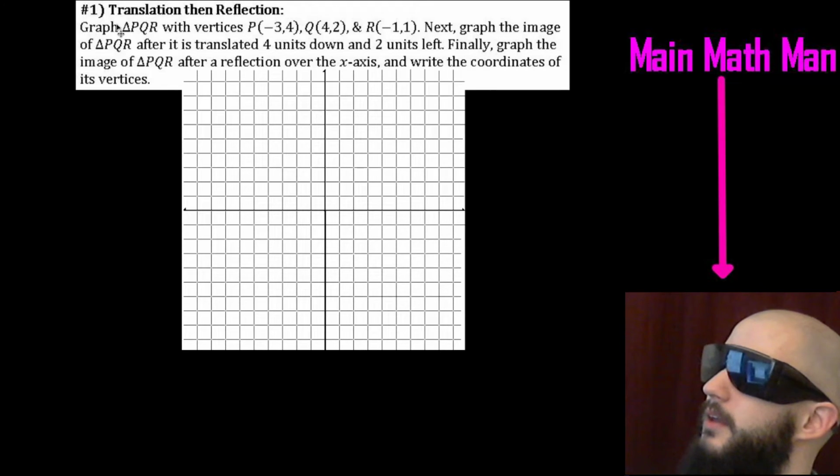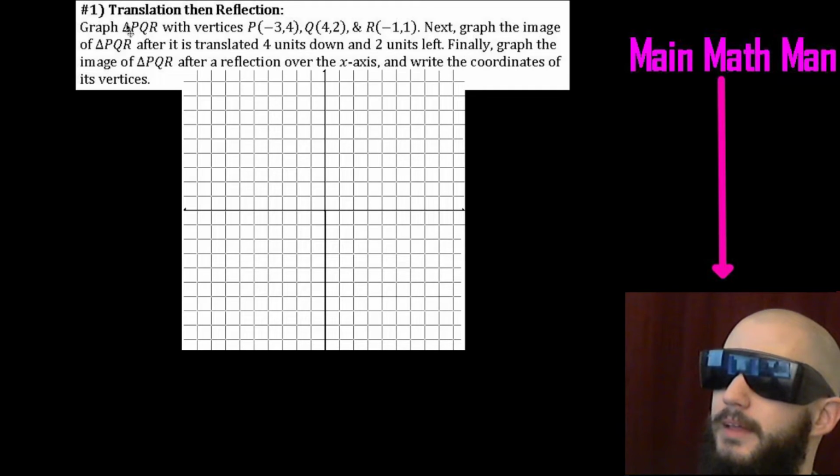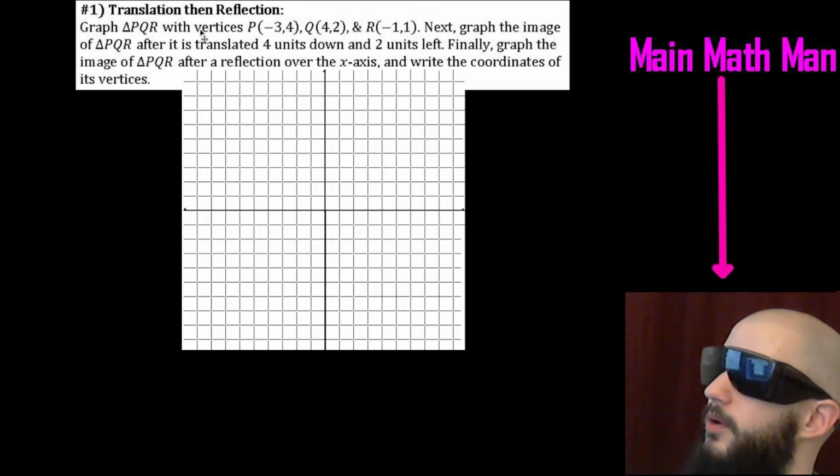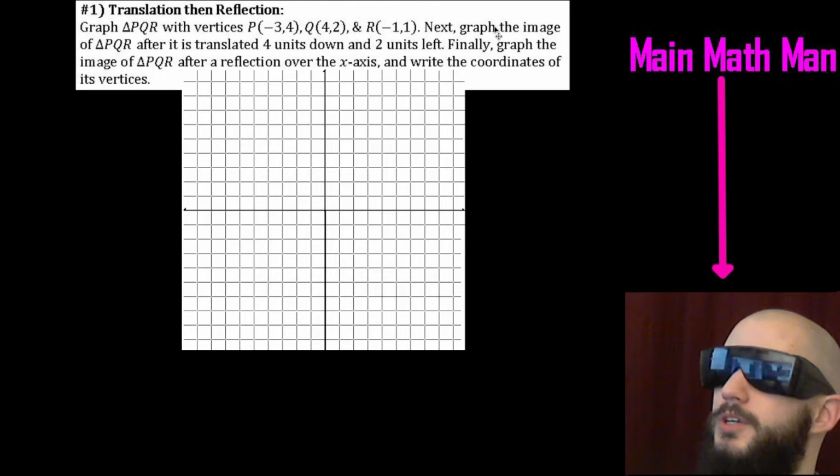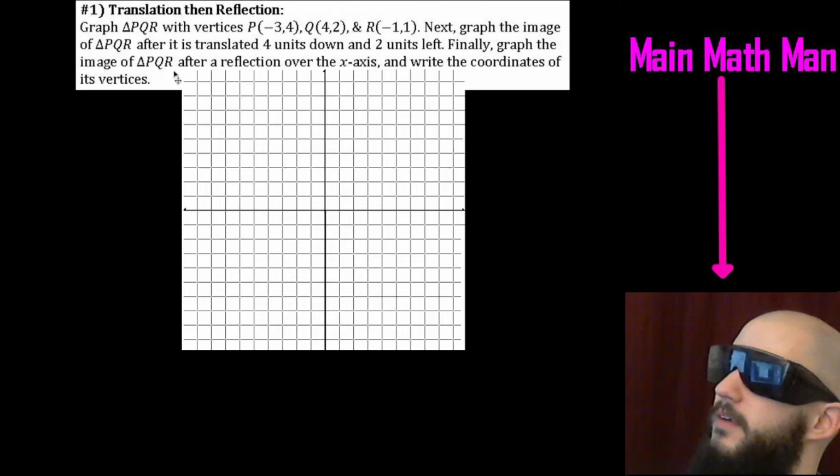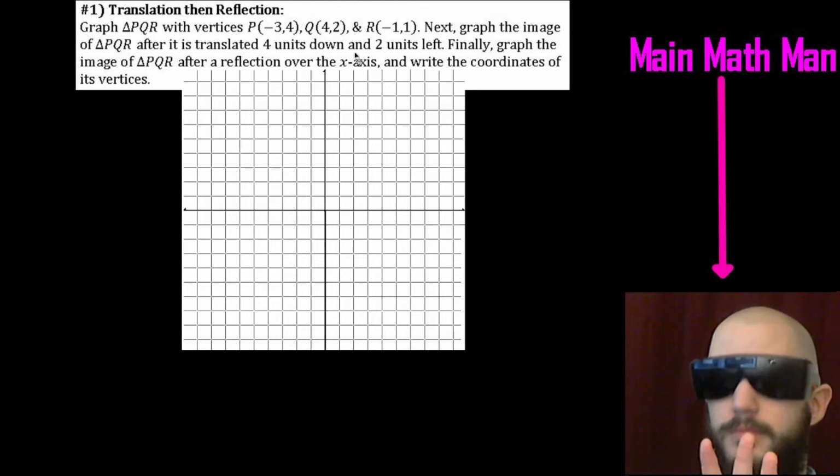Alright, so using those directions, for number 1, it says do a translation, then a reflection. It says graph the triangle PQR with vertices P at -3, 4, Q at 4, 2, and R at -1, 1. And so next, graph the image of the triangle PQR after it has been translated 4 units down and 2 units left.